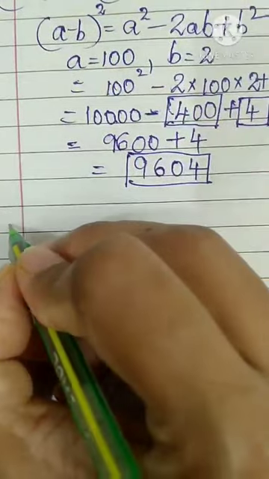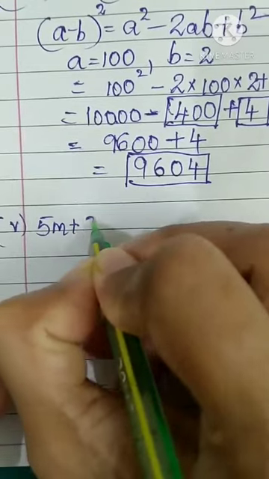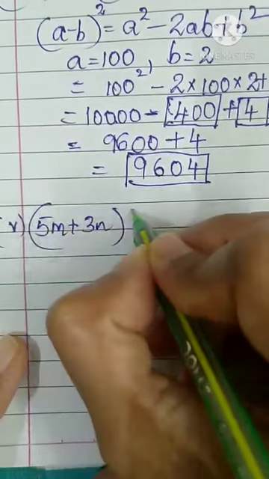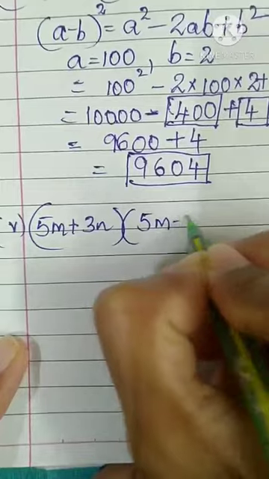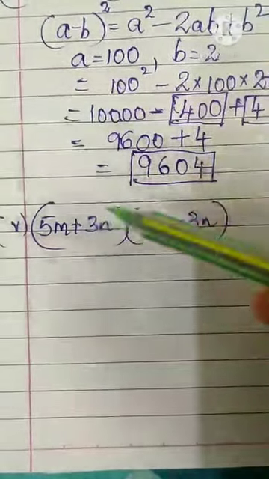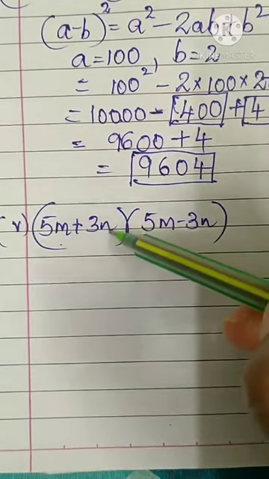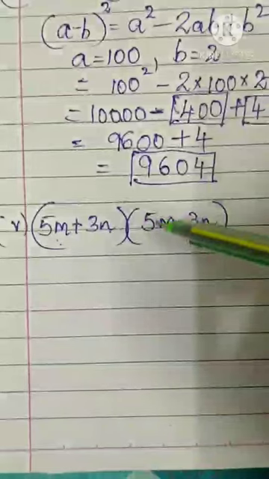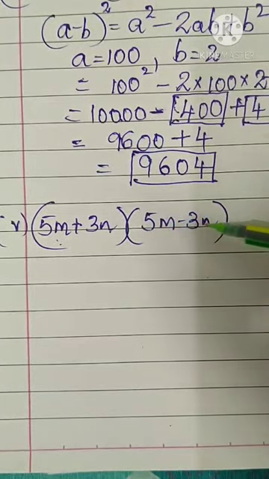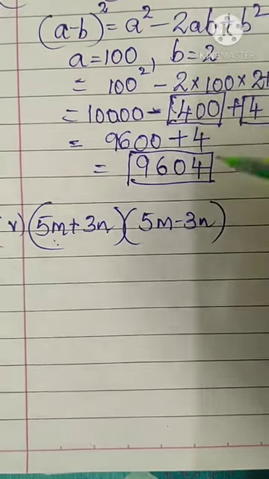Next question they are asking, that is fifth one. 5m plus 3n and 5m minus 3n. Here you don't see whole square, but you see first term plus second term and same first term minus second term. Okay, so this.